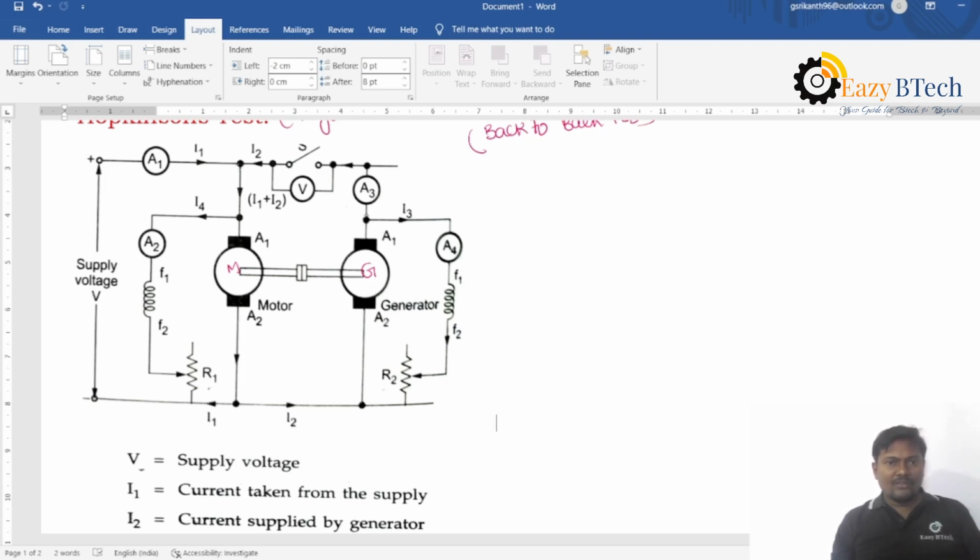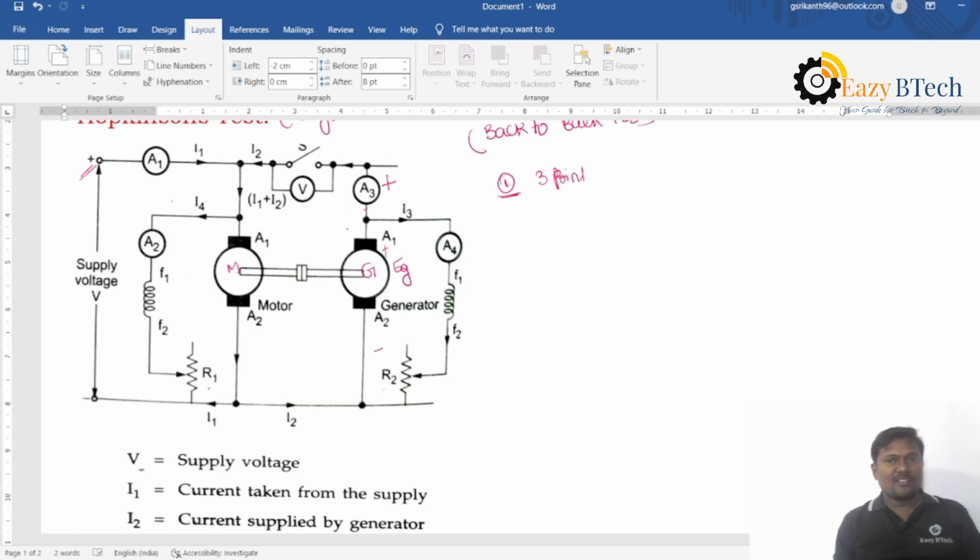The voltage of the generator, that is EG, this one, is not sufficient to meet the losses and drive this motor. That's why an additional supply is required to meet the losses. To start the motor, first of all, step number 1, start the motor with the help of a 3-point starter.